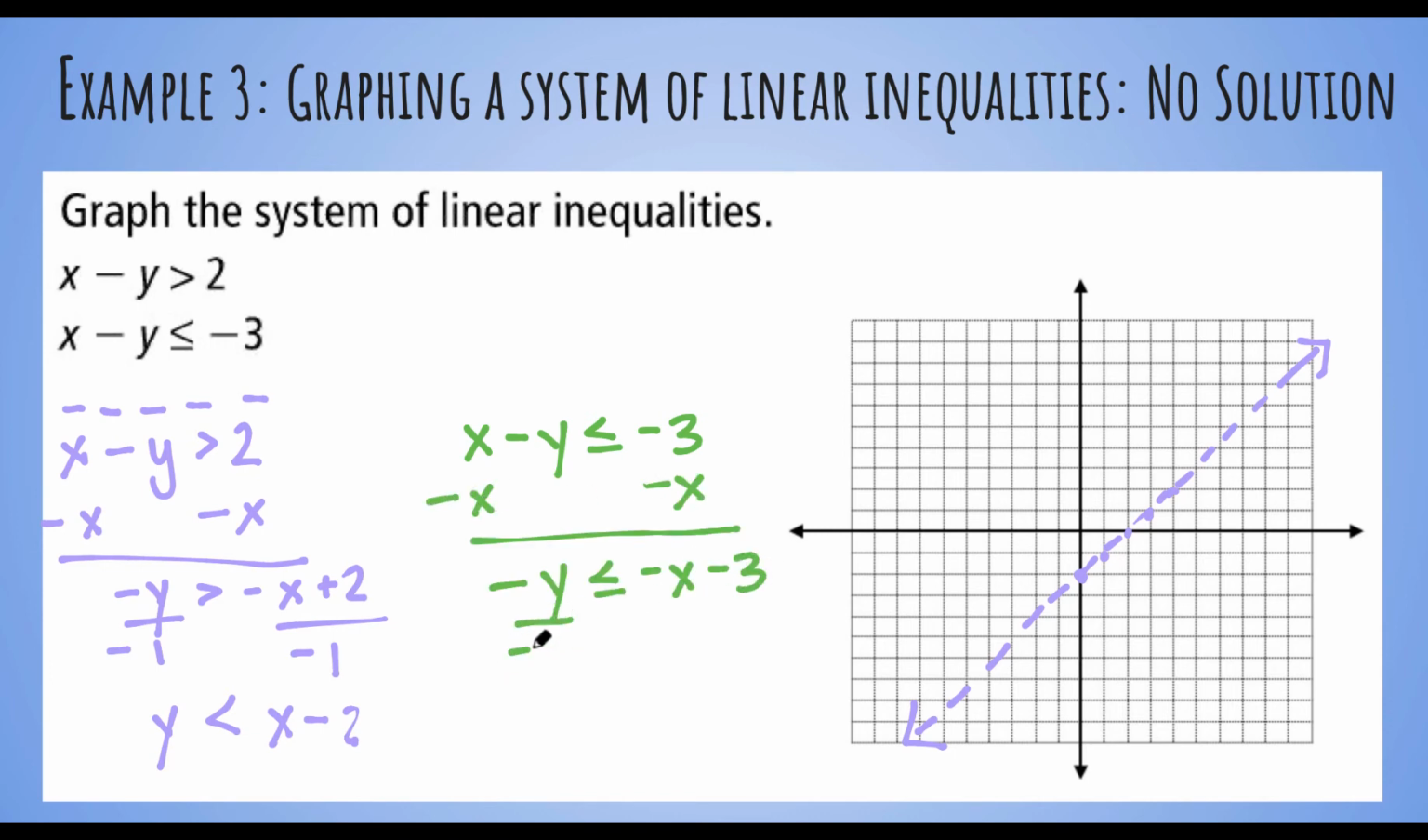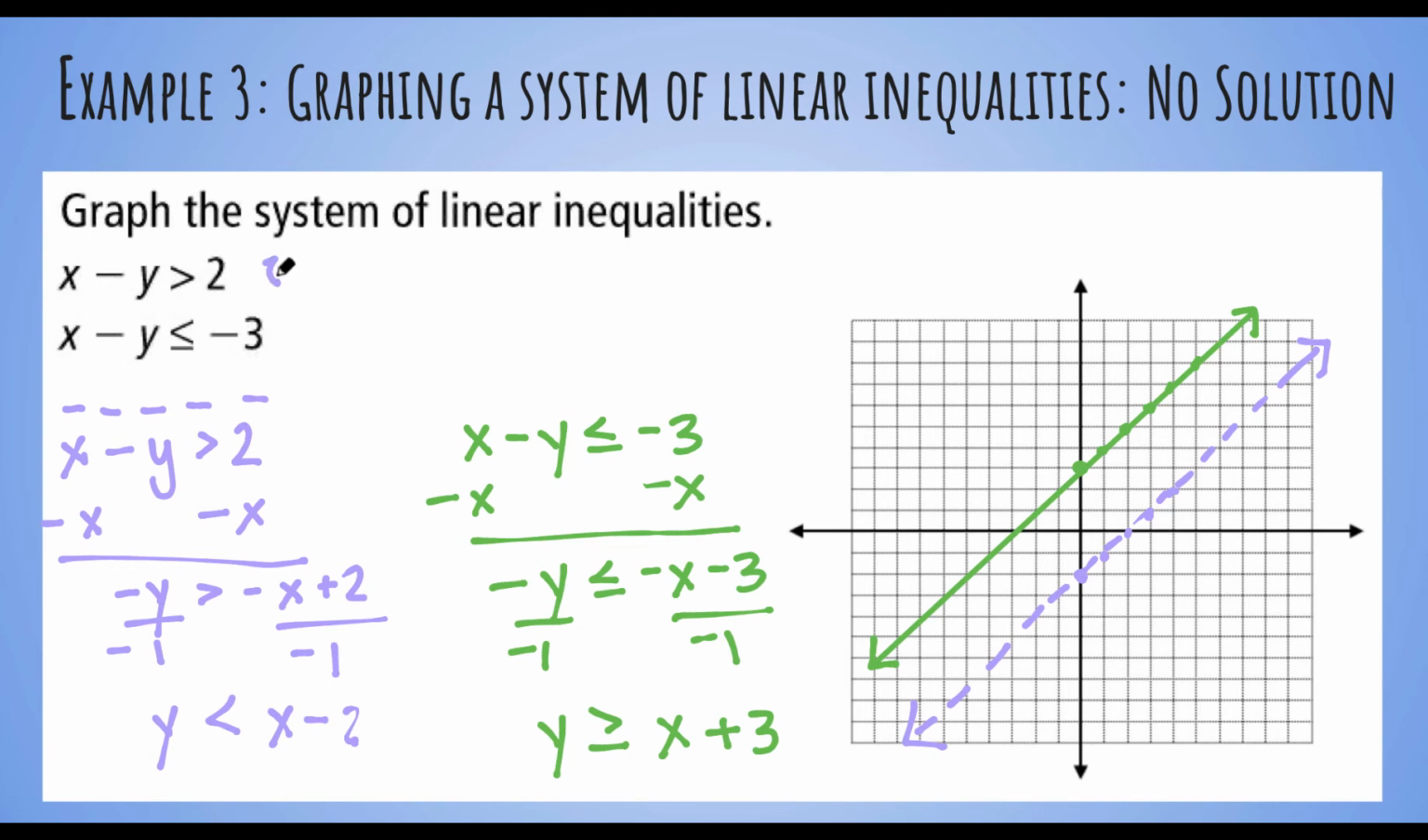Then I'm going to divide both sides by negative 1. And since I'm dividing by a negative, I need to flip the sign, and I end up with y is greater than or equal to x plus 3. So I have an intercept at 3 and a slope of positive 1. This is going to have a solid boundary line though because of the equal sign at the bottom of the inequality. Next, I'm going to check a point for the shading.